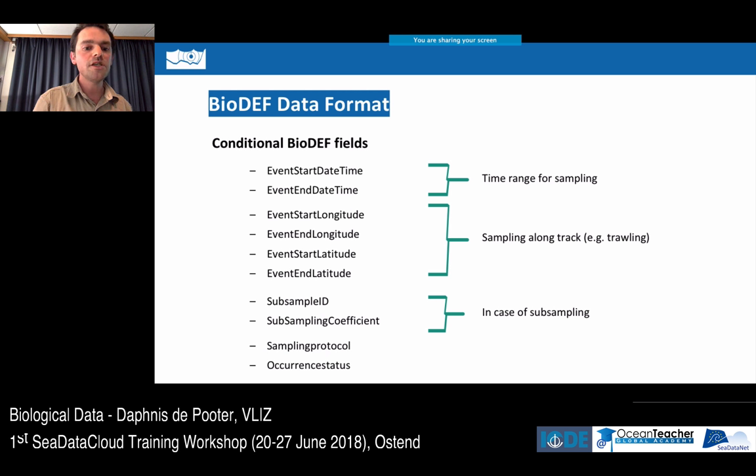Other conditional fields are sampling protocol and occurrence status. Sampling protocol can be filled out with a link to a paper or a manual describing in quite some detail how the sample is taken. Occurrence status is mandatory in case you have absence data. So occurrence status would be present or absent, and if you have absences, then that is mandatory.